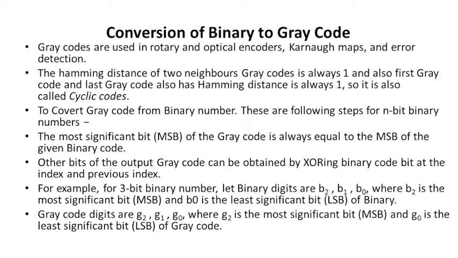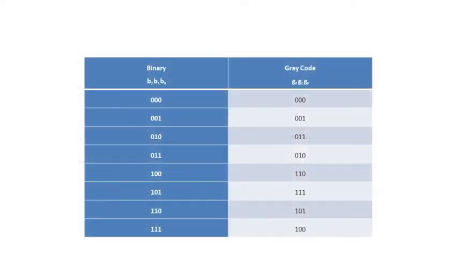For example, for a 3-bit binary number, let the binary digits be B2, B1, B0, where B2 is the most significant bit and B0 is the least significant bit of the binary. The gray code digits are G2, G1, G0, where G2 is the MSB and G0 is the LSB of the gray code. So for the conversion from binary to gray code, if the binary code is 000, the gray code will be 000, then 001, 001, 001, 010, 011, 011, 010, like this.